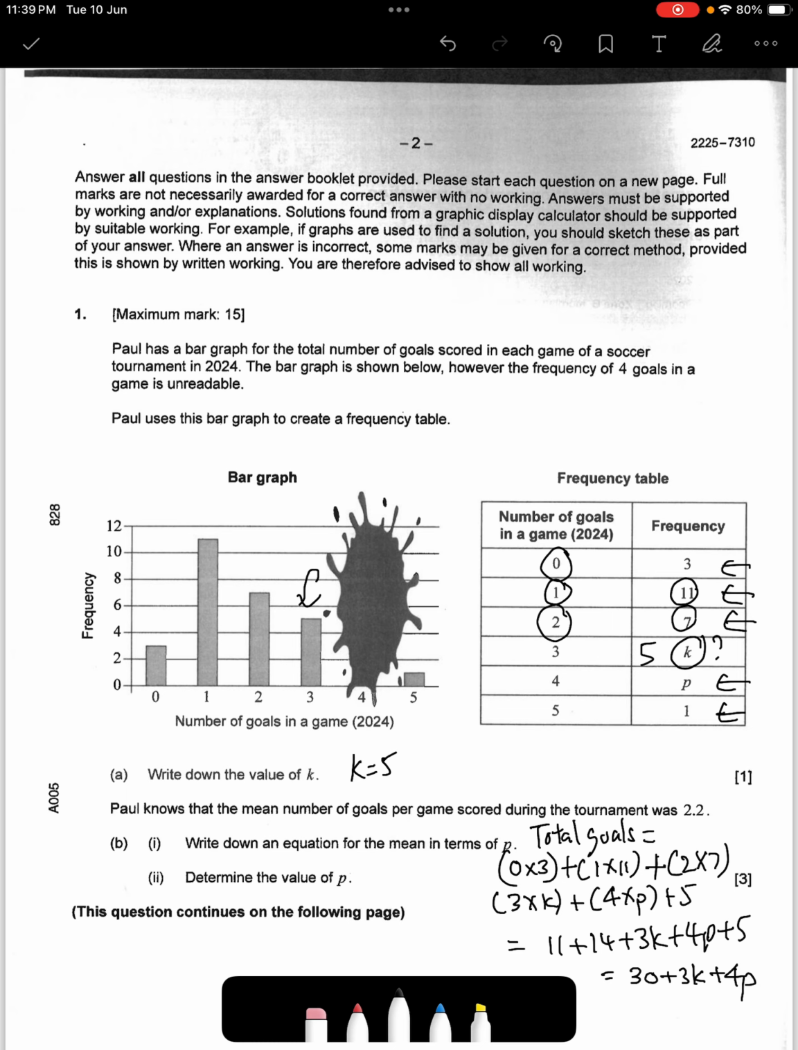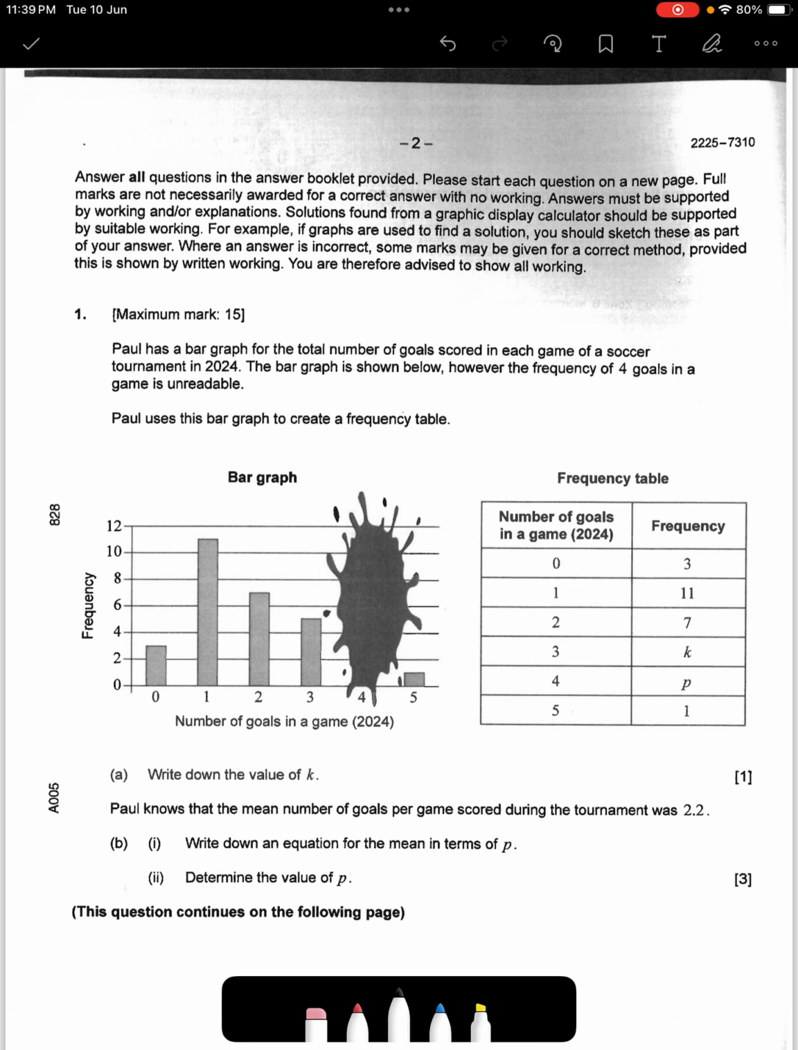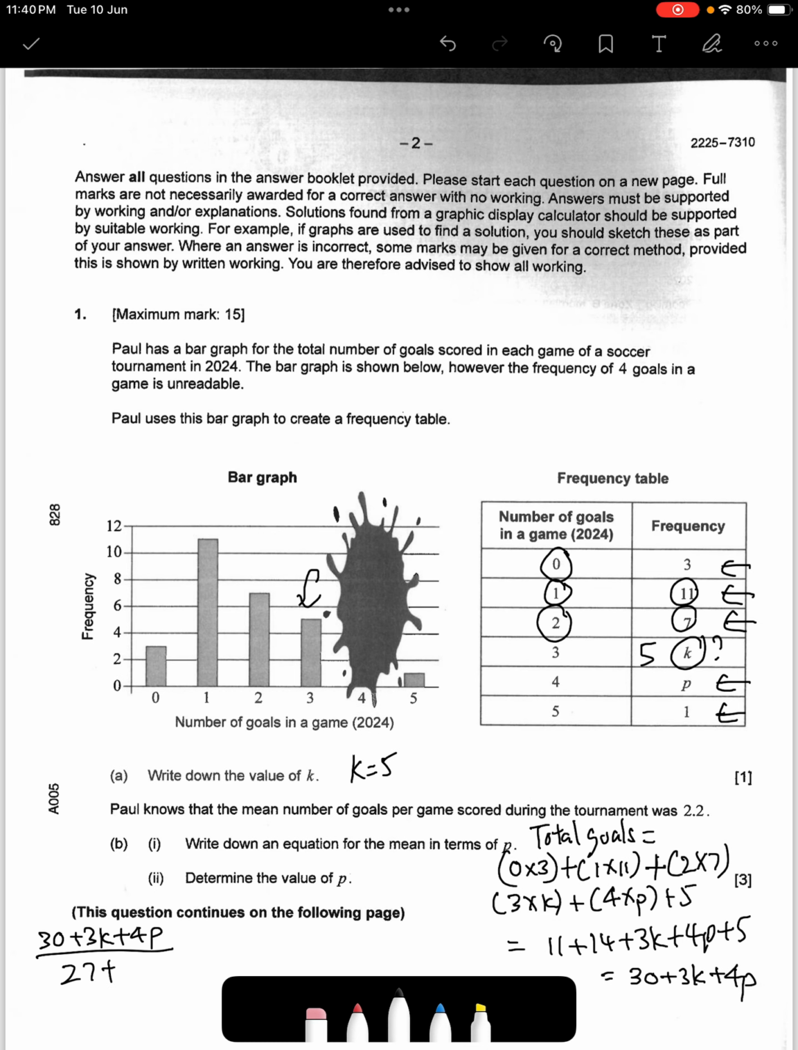So if we take 30 plus 3k plus 4p, we're going to divide by the total number of games. It's just adding all the frequency up. So that should give me 3 plus 11 is 14, plus 7 is 21, plus 5 is 26, plus 1 is 27, so it's 27 plus p. So this will be b part 1. Okay, and finally we're going to do the next part, which is finding the value of p. Now we know that this is equal to 2.2.